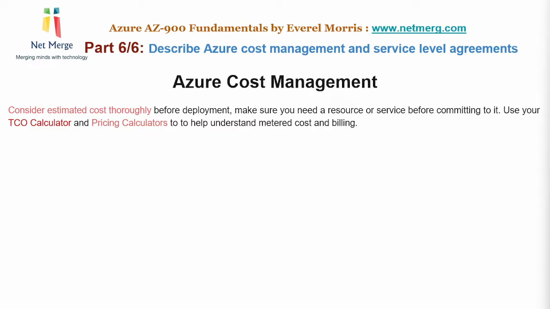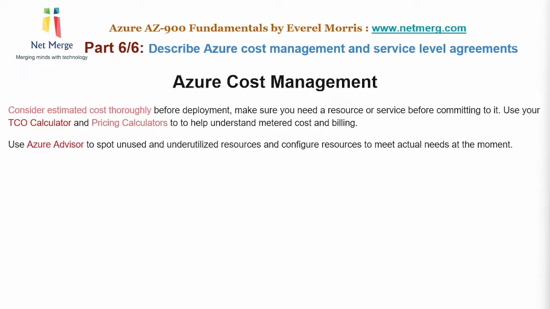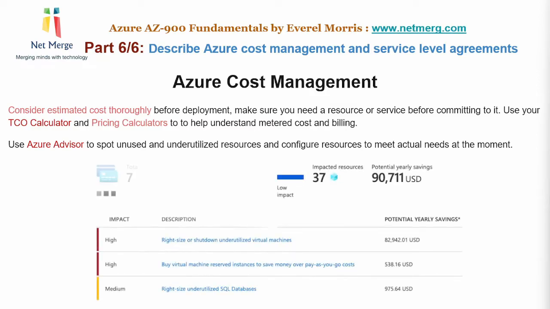Make sure you need a resource and service before committing to it. Use your TCO calculator and your pricing calculator to help you understand metered billing and granular billing like micro billing. So you want to understand that. And again, here it is coming up now, your Azure Advisor. It will make recommendations to spot unused and underutilized resources, and it will help you to actually cut back and scale back on your resources as well. So you want to be able to use that.